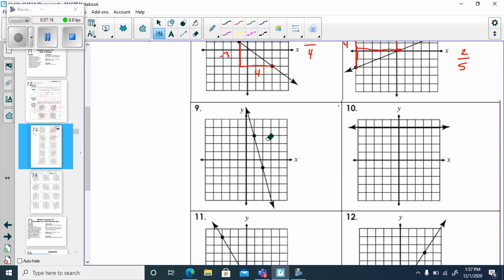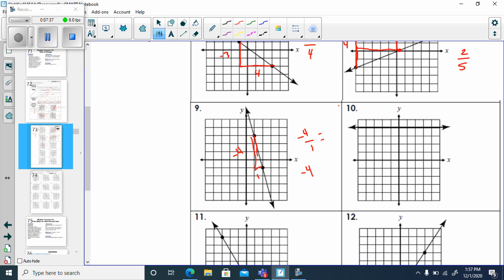My slope here is going down, so it's going to be negative. I'm going down 1, 2, 3, 4, went down 4, and over 1. Okay. My slope is down 4 over 1. You could actually say that your slope is just simply -4 because anything divided by 1 doesn't change itself.